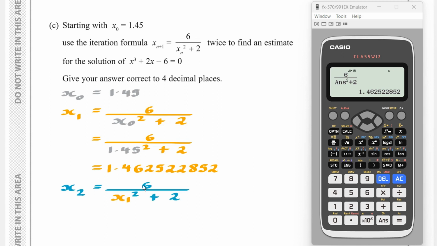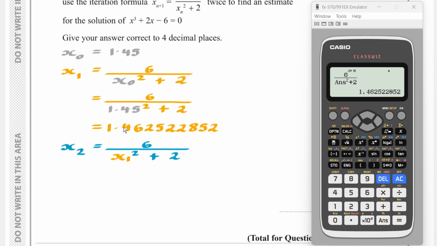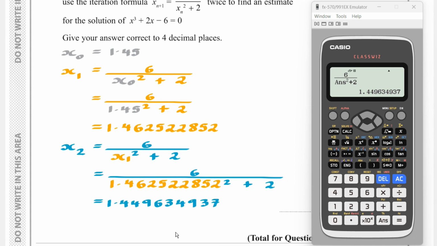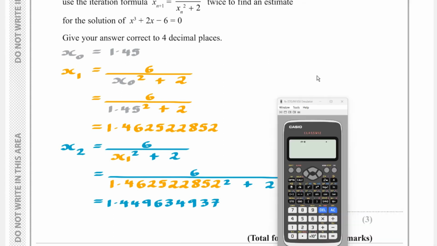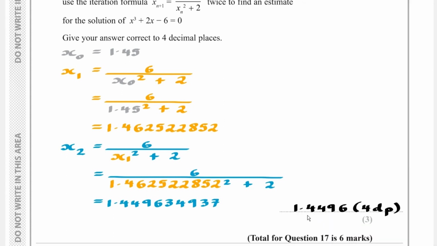We now need to find out what x2 is. x2 using the iterative formula is equal to 6 over x1 squared plus 2. So I need to replace the x1 with this 1.46 etc. So I've got 6 over 1.46 etc. squared plus 2. So now my answer function has this 1.46 etc. stored into it. So if I press equals again, I get the next value, 1.449634937. To 4 decimal places, I have 1.4496.